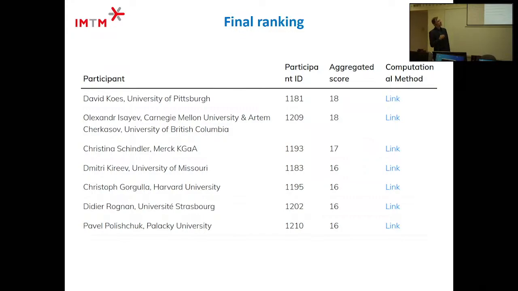The second place was taken by Christina Schindler from Merck, and the third place was split between 4 groups: Dmitry Kireev, Christophe Gargula, Didier Rognan, and my group. And we all have the same score, so they didn't discriminate very precisely. I'm pretty happy with this result, to be in this list of top scoring groups, because we left behind us a lot of other famous groups in chemoinformatics.